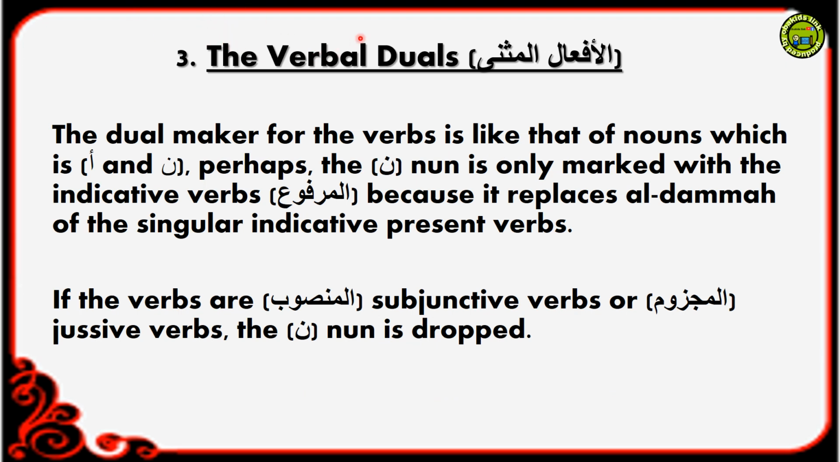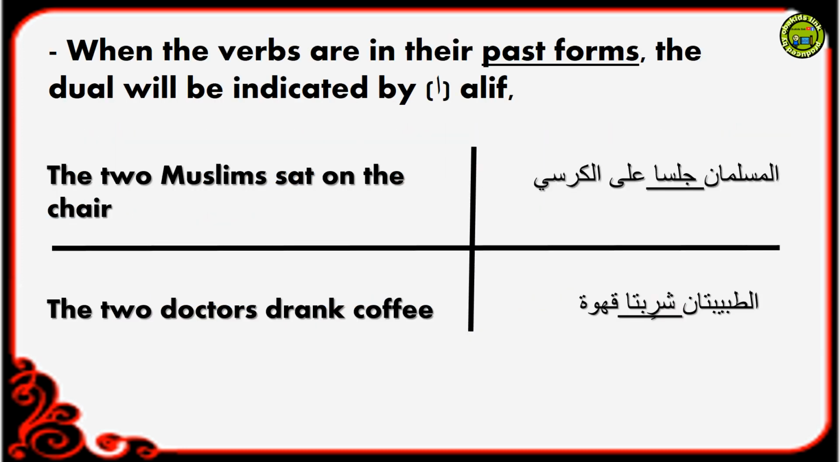3. The verbal duals, al-af'al al-musanna. The dual marker for the verbs is like that of nouns, which is alif and noon. Perhaps the noon is only marked with the indicative verbs, al-marfu, because it replaces the damma of the singular indicative present verbs. If the verbs are al-mansub, subjunctive, or al-majzum, jussive, the noon is dropped. When the verbs are in their past forms, the dual will be indicated by alif.